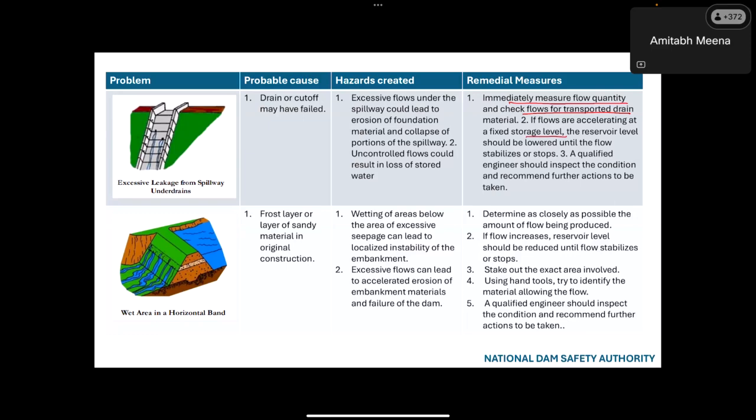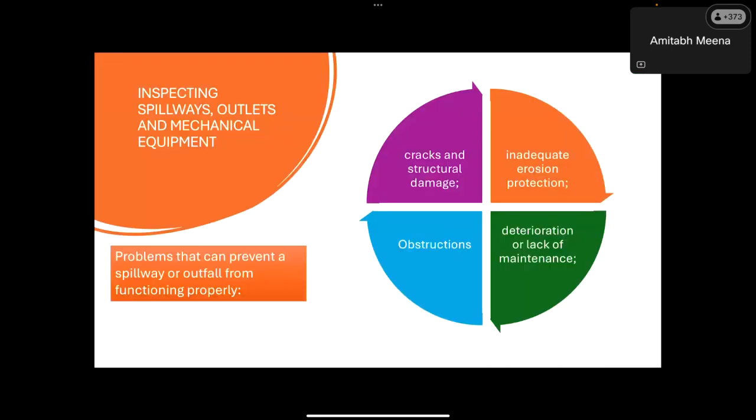Similarly, this is also a similar situation. Okay, now about the spillways, outlets, and other components. Basically, we have to see these four things.